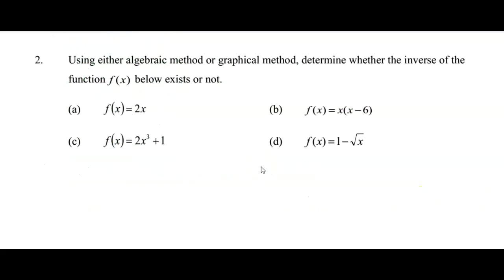For the second question, we're going to use either the algebraic method or the graphical method to show whether the inverse exists or not. Meaning that from the algebraic method or graphical method, we're going to show it is either one-to-one or not one-to-one. So just now for question one, I already used the algebraic method. So here I'm going to show you the graphical method. The graphical method means that we need to use a horizontal line test. It's very simple.